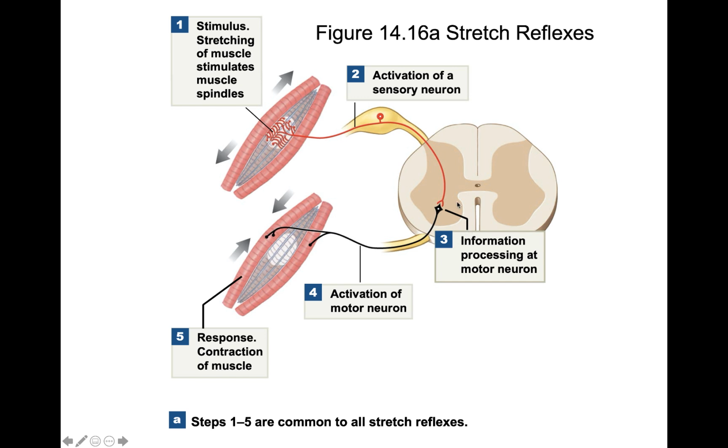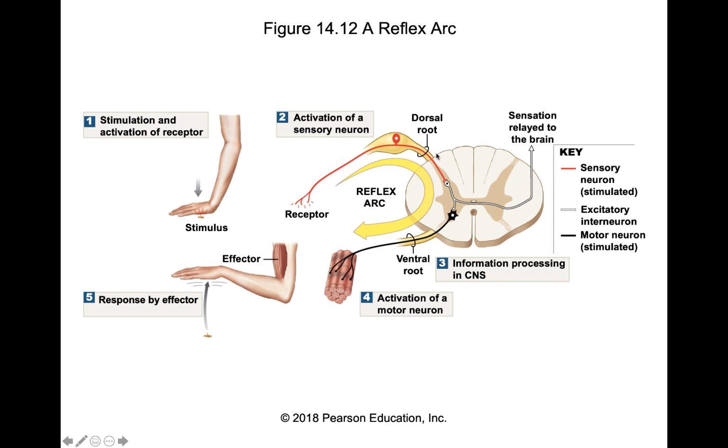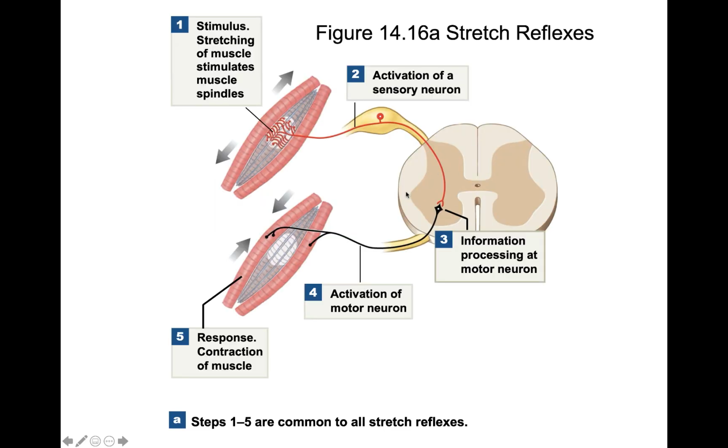If it was polysynaptic, there would be another interneuron right here that was bifurcating, synapsing with a motor neuron, and also going up to the brain after crossing over. So this is an example of the polysynaptic. This is an example of monosynaptic.